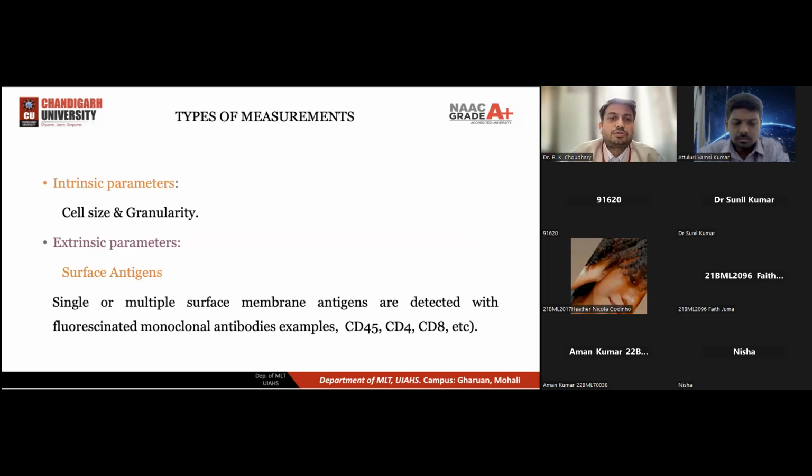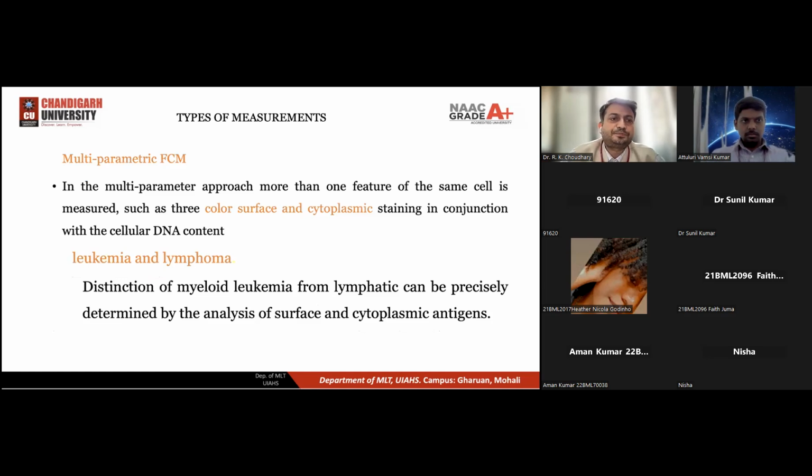Now, some types of instruments were already discussed. Some parameters are intrinsic, giving the cell size and granularity. Extrinsic parameters are like cell surface antigens, where single or multiple surface membrane antigens are detected with fluorescein-labeled monoclonal antibodies, for example CD45, CD4, CD8, etc. So there are many things you can do.